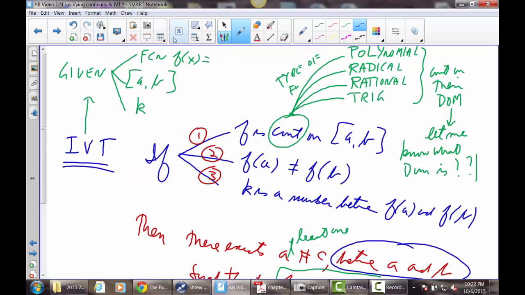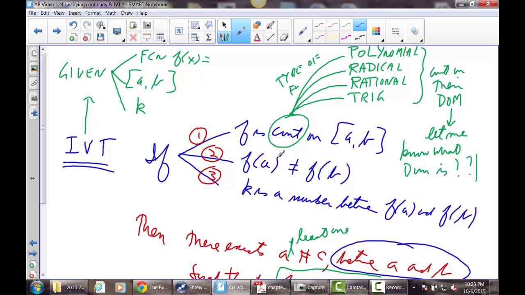Okay, so again, just to review, they're going to give you a function, a closed interval, and a value of k. These are the 3 things you need to do. Oh, it's kind of like another trilogy. First, you need to convince the reader that the function they gave you is continuous on the closed interval they gave you, which means you've got to identify that type of function, and then you've got to say it's continuous on its domain, and you have to let me know what that domain is, so that you can conclude that this condition, this hypothesis, is true.